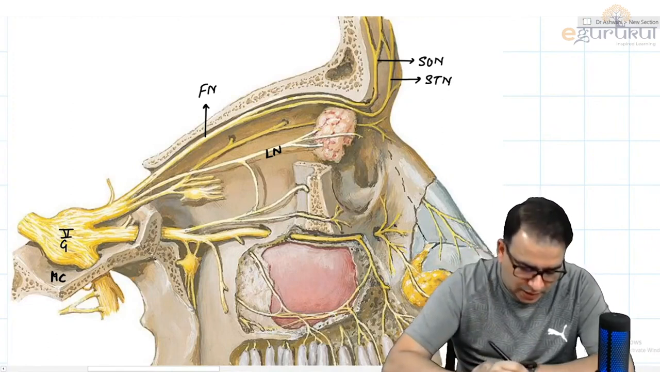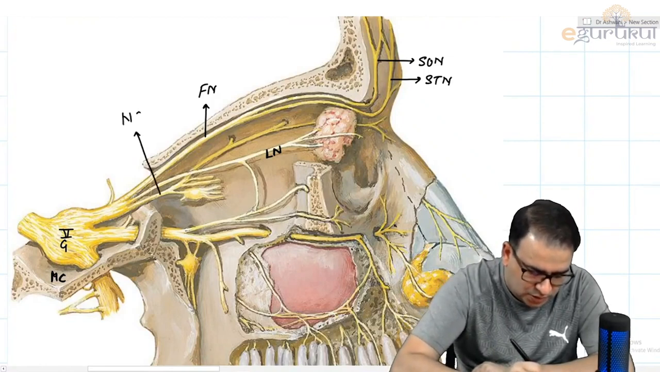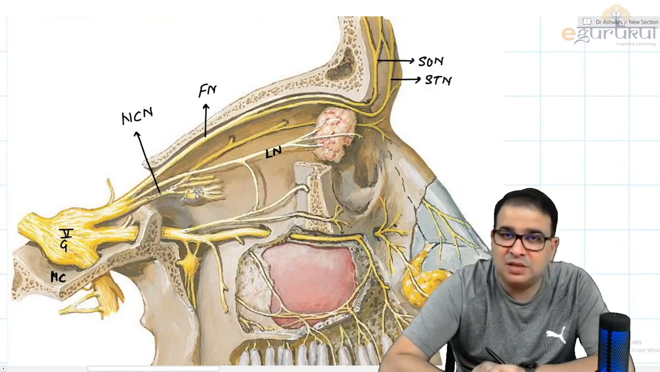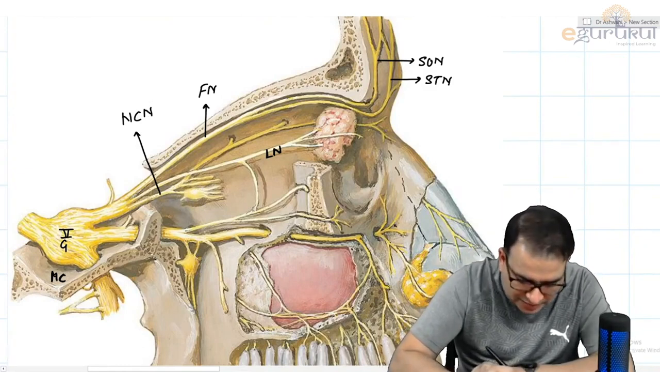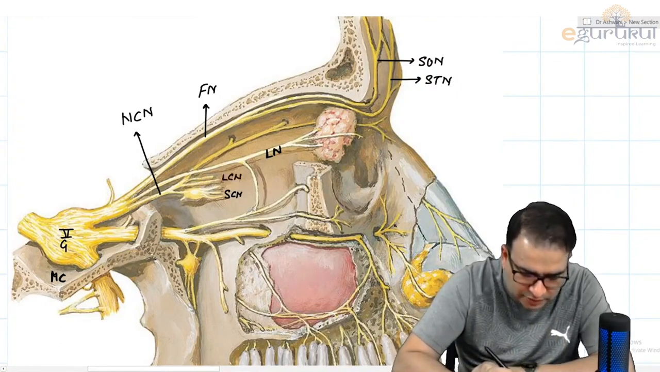Most important, the nasociliary. There we have it. That is the nasociliary nerve. The nasociliary nerve is topographically connected to what? The ciliary ganglion. Now you can see a direct branch coming from the ciliary ganglion. What nerves are these? These are short ciliary nerves. The eyeball is not shown here, so it is easier. And then you get some direct branches coming from the nasociliary. These are long ciliary nerves.